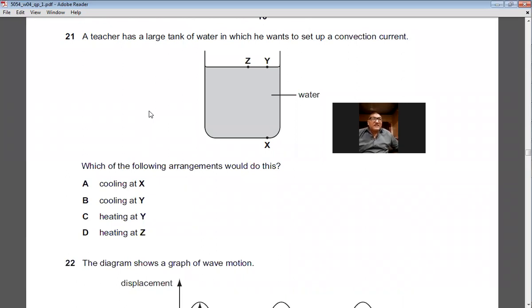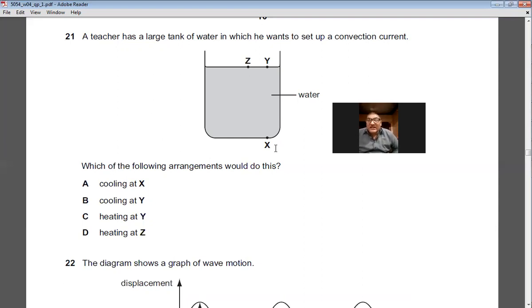Okay. The teacher has a large tank of water in which he wants to set up a convection current. So which of the following arrangements would do this? If you want to create convection currents, there could be two methods. You can do it by heating and you can do it by cooling. If you want to do it by heating, then you heat from the bottom. You heat from the X.